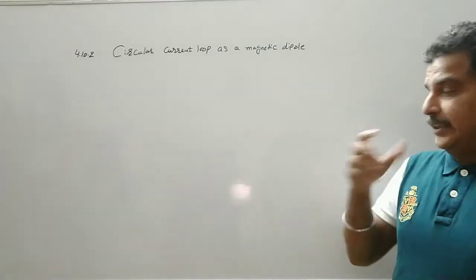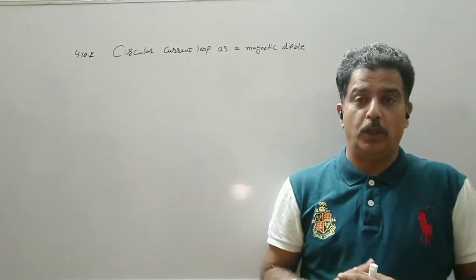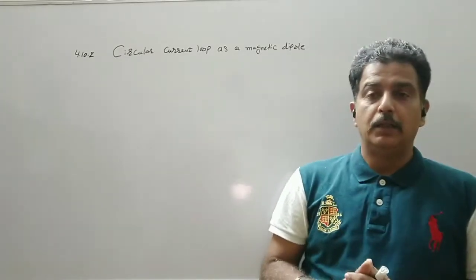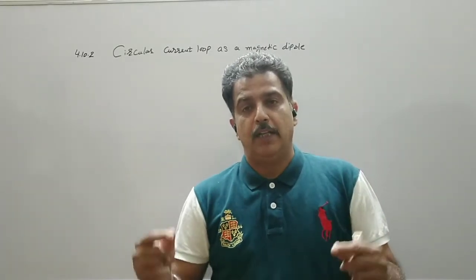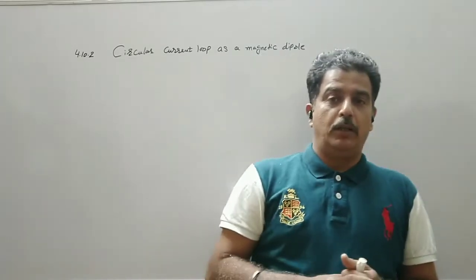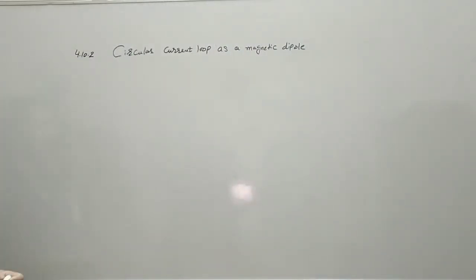Now it is not necessary that the loop should be rectangular or circular. Any current carrying loop, any planar loop, meaning a two-dimensional loop having a specific geometry, can behave as a magnetic dipole. And whenever it is placed in a uniform magnetic field, the torque acts on it.